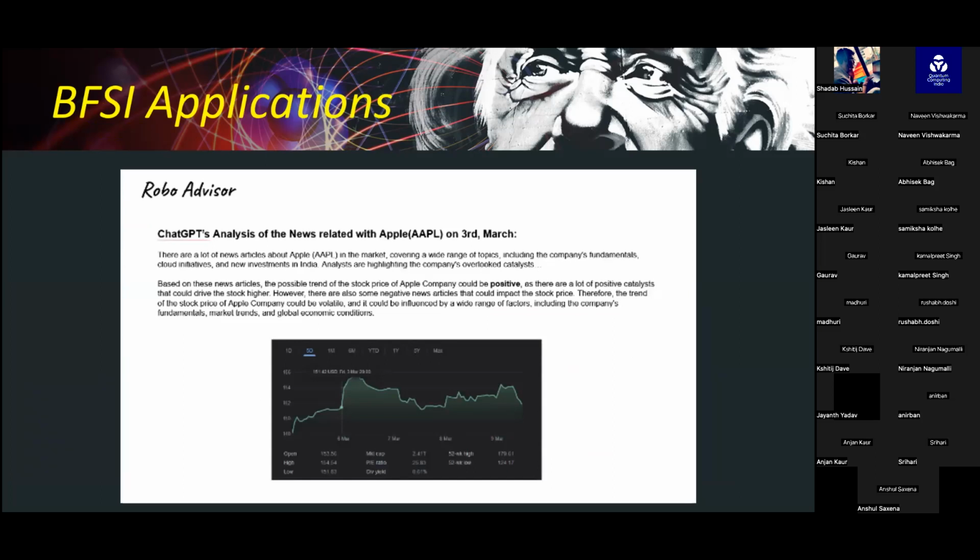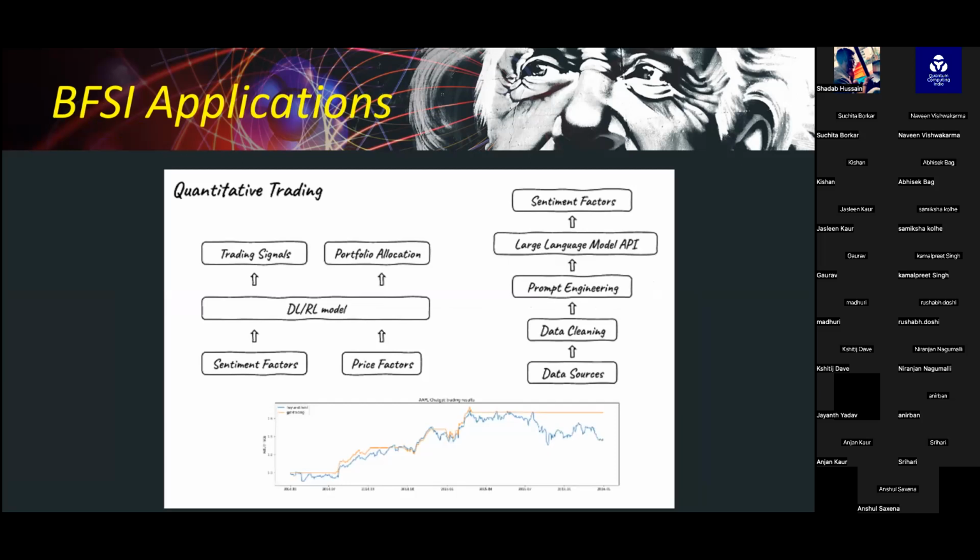This is your robo advisor, where based on the news articles, you can look at what the possible trends are. What is the overall outlook for the Apple company? If it's positive, it means we can expect Apple prices to go high. And if there are a few negative articles, how much it is going to impact the stock prices. Right. This is one of the trading signals that we are looking at.